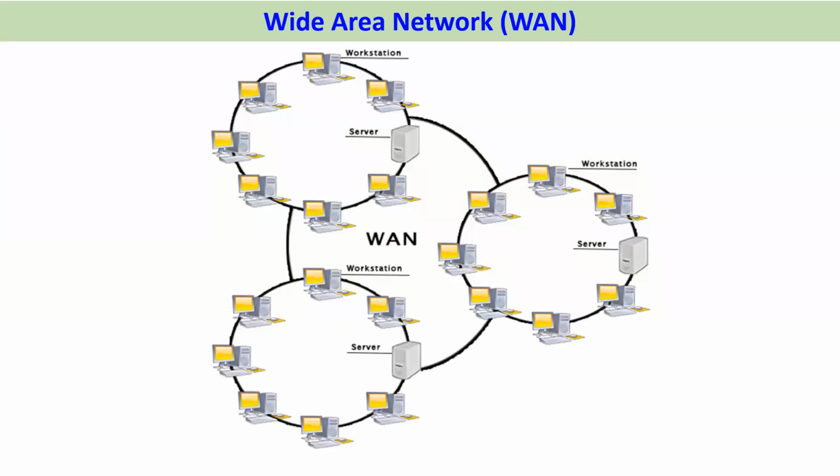Look at the diagram here. A wide area network contains small networks spread out across the world. They collect all the small networks. These small networks may be local area networks or metropolitan area networks. All of these networks are collected to form one very large network that is called a wide area network.